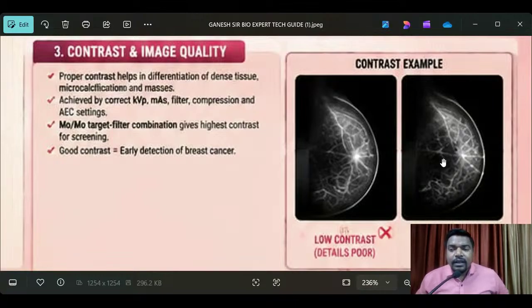Of course, you may not get clarity here, but whenever you practically work, then you can capture all things and you will get the films. Okay. And for your sample understanding purpose, I'm giving it here. I hope you are understanding my points. And contrast and image quality.